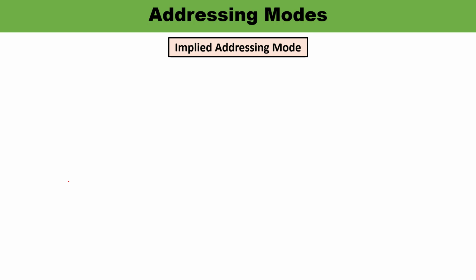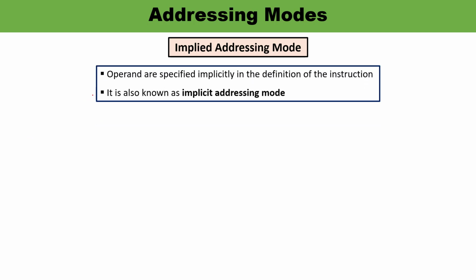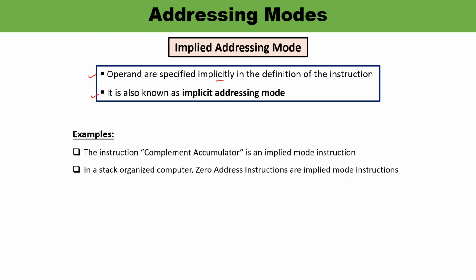First is the implied addressing mode. Implied addressing mode is also known as implicit addressing mode, and in this case the operands are specified implicitly in the definition of the instruction. For example, the instruction complement accumulator is a case of an implied mode instruction. Also, in the previous video we discussed the zero address instruction. So in a stack organized computer, zero address instructions are implied mode instructions. You must remember both examples.